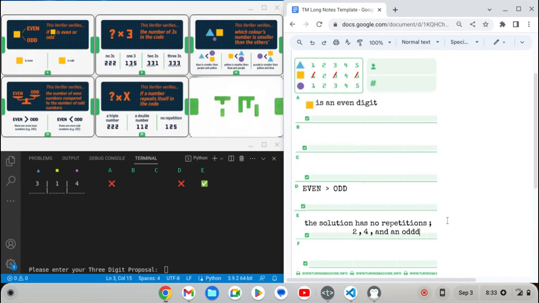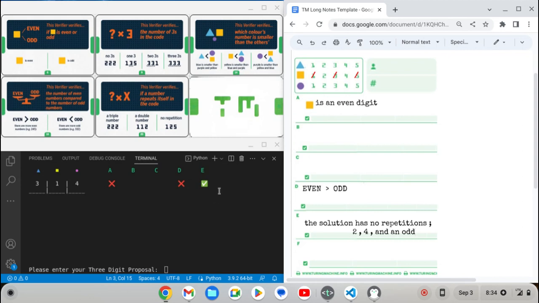And the reason is that there can't be repetitions. Even among the evens, I must have a single 2, a single 4, and of course there is no third even, like a 6. So that defaults to an odd. Okay, so that does it for this round.